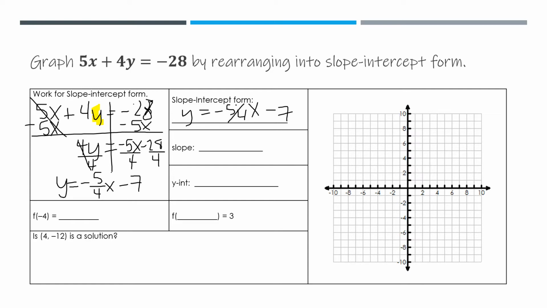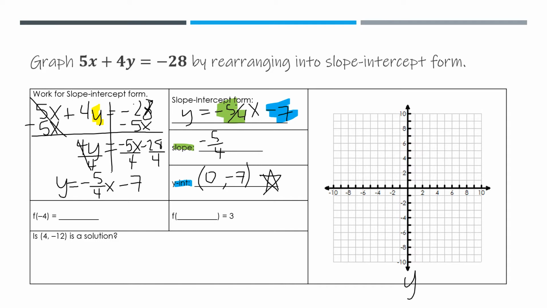So my slope is going to be this number right here, and my y-intercept is the negative 7. Again, we just need to be careful when we're writing the y-intercept that we write it as a point. So the slope is negative 5 over 4, and the y-intercept is at 0, negative 7, because it's a coordinate. Okay, so to graph it, you're always going to start here.